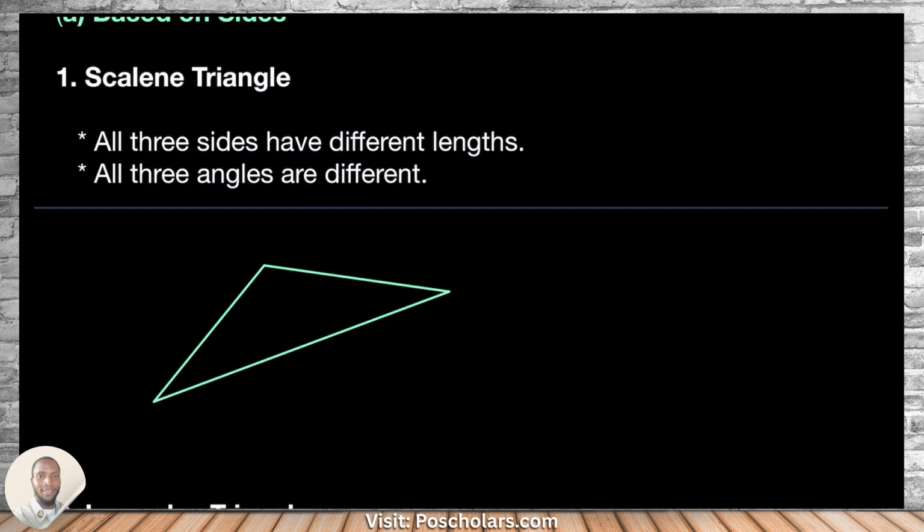What does that mean? It means this side is not equal to this side, neither is it equal to this side. It simply means if this side is 5 centimeter, this side would be 6 centimeter and this side will be 7 centimeter. This kind of triangle is called a scalene triangle. Similarly, the angles are also different. That means this angle is different from the size of this angle and it's also different from the size of this angle. This angle could be 60 degree, this one could be 100 degree, and this one could be 40 degree. So the angles are different and the sides are different. Such kind of triangle is called a scalene triangle.